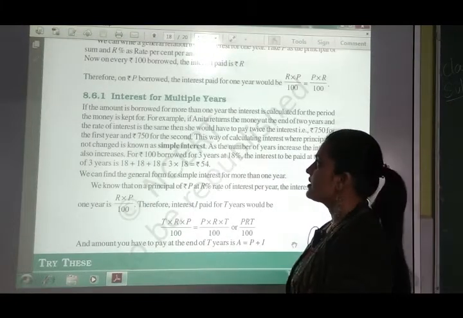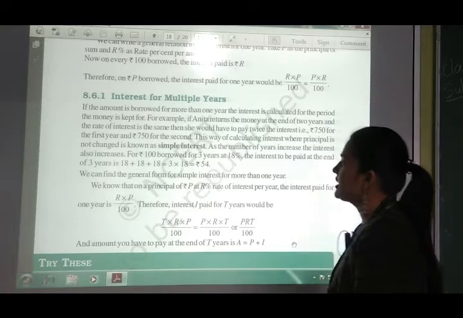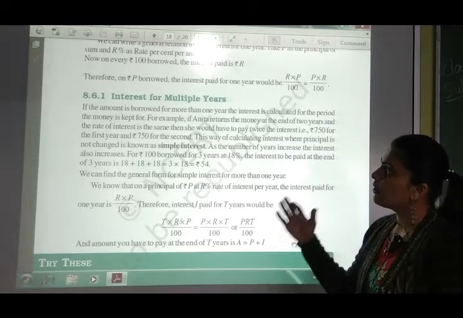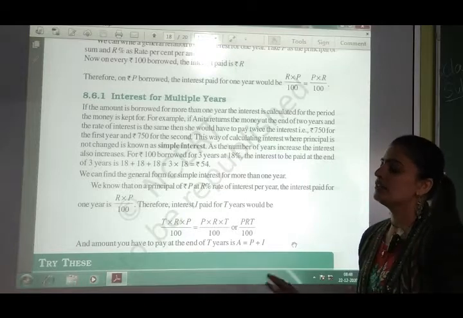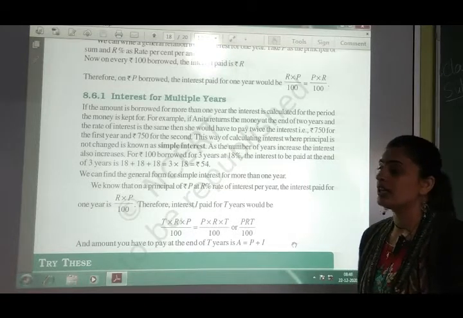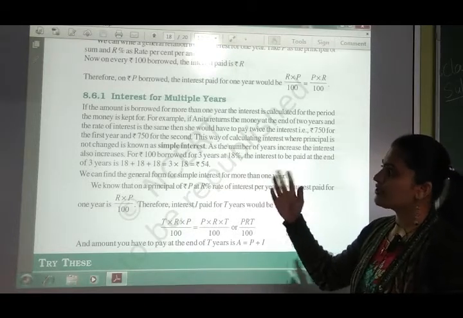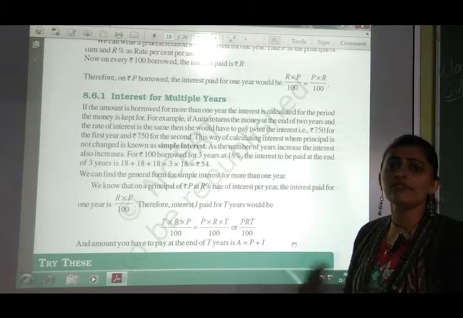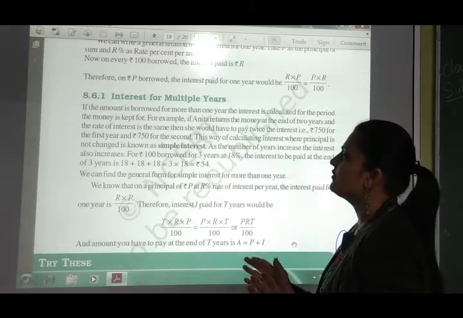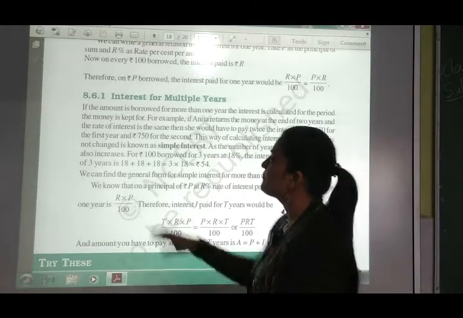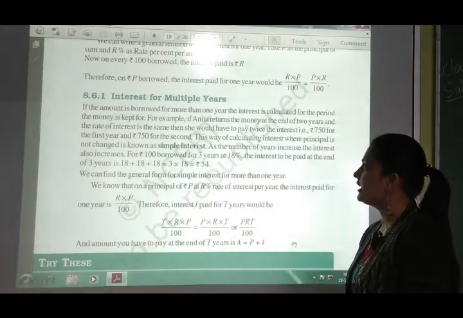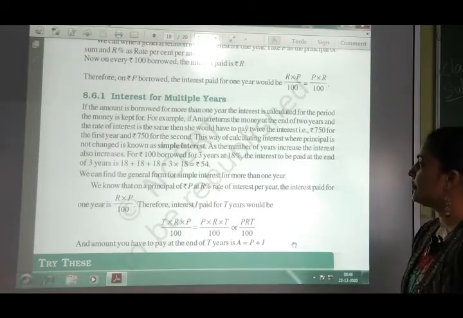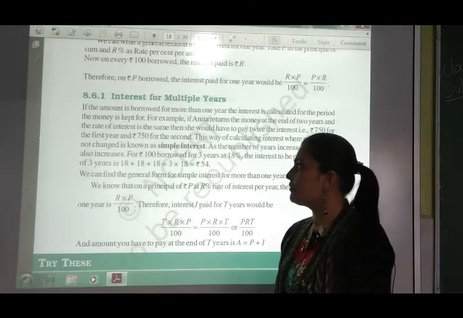Now next is interest for multiple years. We have studied the simple interest formula for only 1 year. We were borrowing the money only for 1 year. Now what about interest for multiple years, or more than 1 year? What will be the difference in the formula? That we will see. If the amount is borrowed for more than 1 year, the interest is calculated for the period the money is kept for.